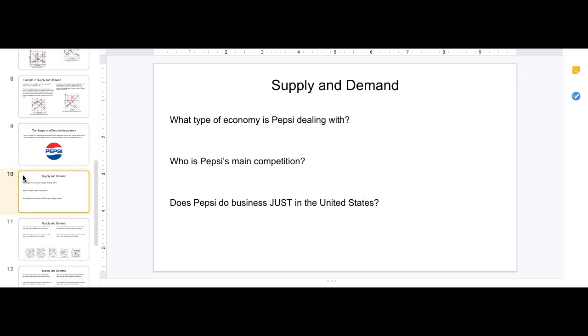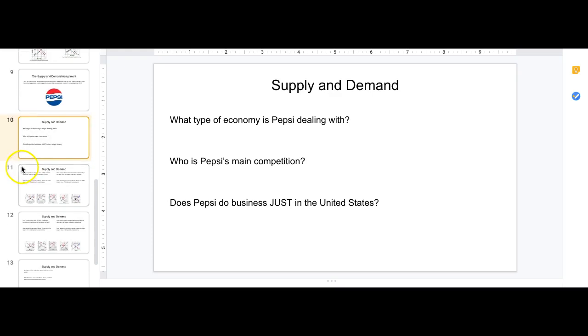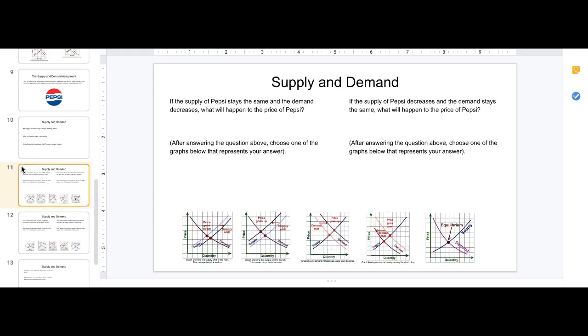Slide 10 includes the first few questions I'm looking for you to respond to. Slide 11 is where you're going to apply what you learned in slide 5, those 4 basic supply and demand laws. Once you have answered the questions above, you're going to be choosing one of the graphs below.